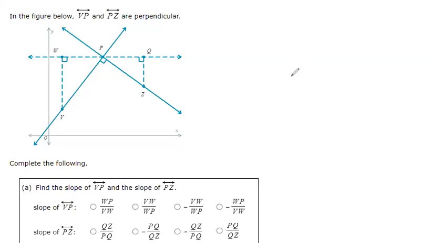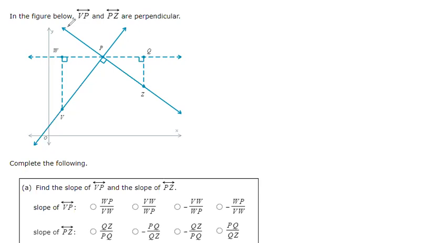Hey guys, we have another proof problem. In this case, we are going to prove two lines are perpendicular if the product of their slopes is -1, or the other way around. Okay, let's actually prove it and see at the end.